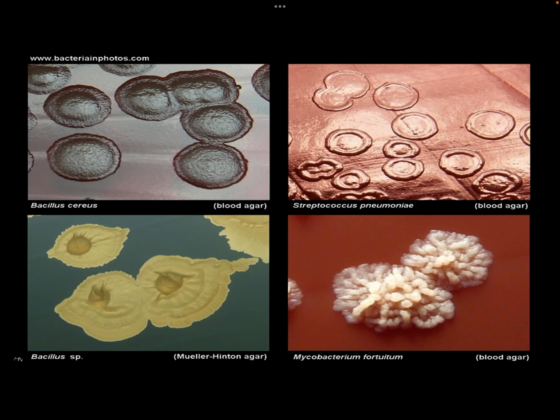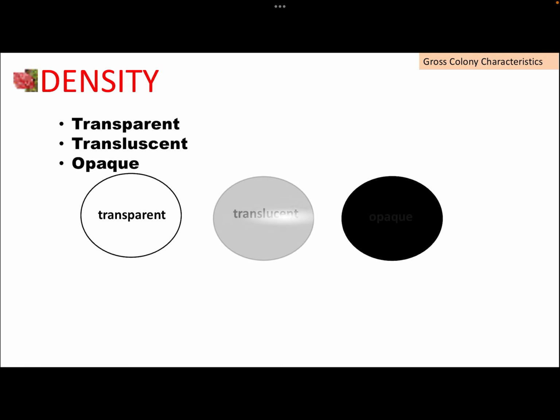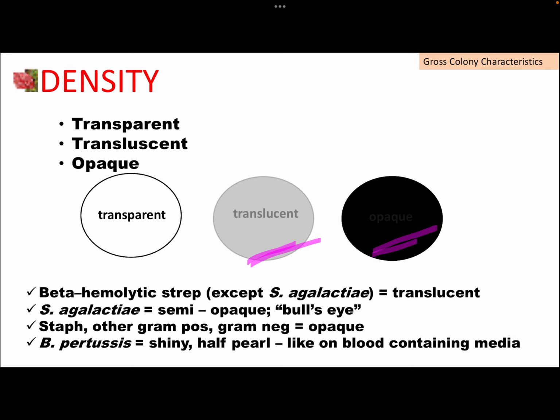Next one, this is Bacillus cereus. This one is umbilicate, this one is umbonate. Again, this is umbilicate. How about this one? This is flat. And this one is pulvinate. Another thing, the density, or the transparency, the translucency, and the opacity of the microorganism. We have transparent, where you can see through the agar on the colony, translucent, and this one, opaque. Usually, class, based on experience, this is not usually observed.